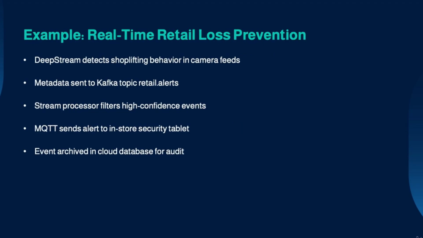Let's take a retail loss prevention example. DeepStream detects suspicious activity in-store and sends metadata to the Kafka topic retail-alerts. A stream processor listens to that topic, filtering only high-confidence detections to avoid false alarms. Those filtered events are pushed via MQTT to an in-store security officer's tablet, while the raw data is archived in a cloud database for auditing and training future models.